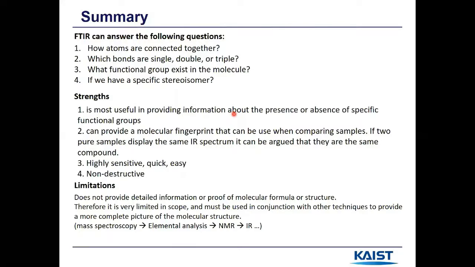Also, it has some advantages, such as high sensitivity and quick and easy measurements, and the measurement is non-destructive. But it also has some limitations. FTIR does not provide detailed information and proof of molecular formula or structure. Thus, it is very limited in scope and must be used in conjunction with other techniques such as MS or NMR to provide a complete picture of the molecular structure.